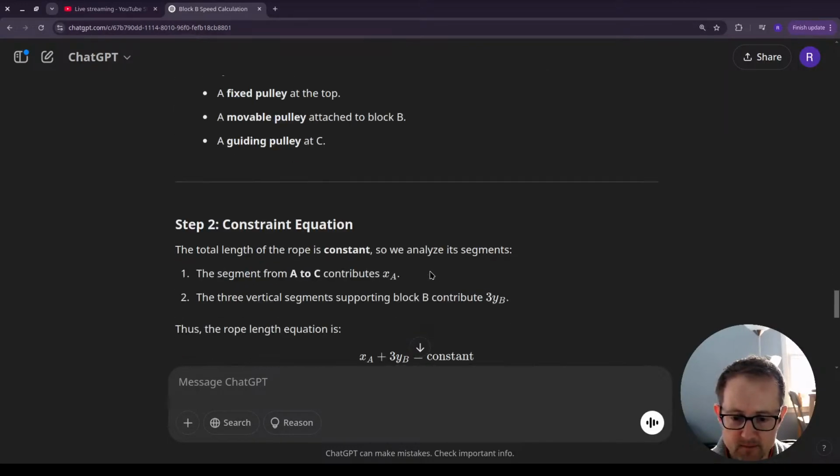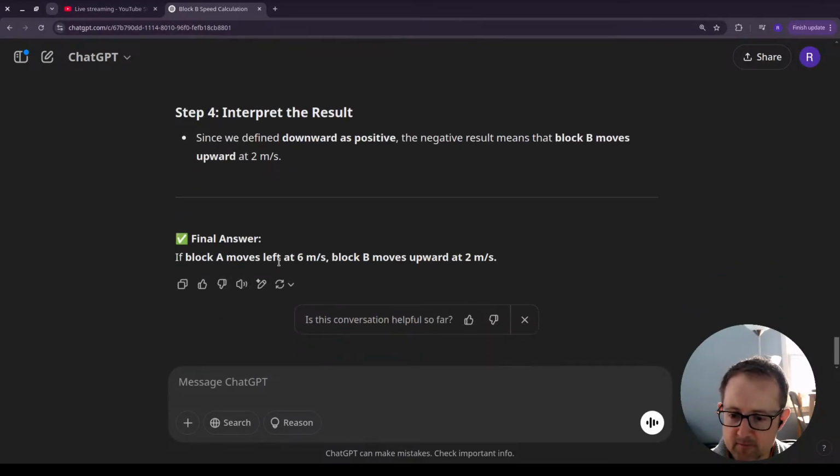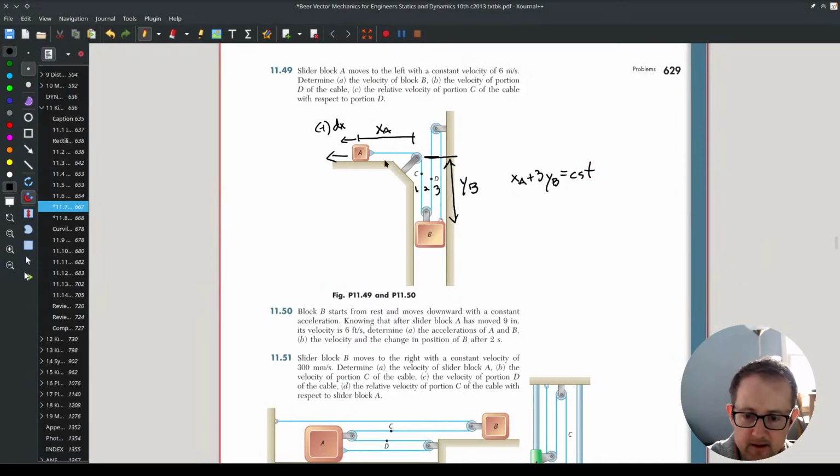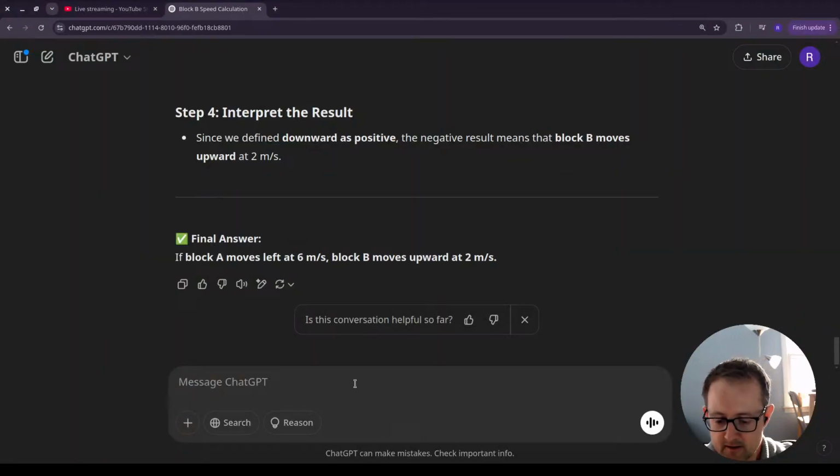So where do we end up with now? Block A moves left, block B moves up at 2 meters per second, which is exactly what we thought it would be. Now let's throw it for a loop and see, can it give us the speed of point C? It should be the same value as XA, because if this chord is moving to the left, this thing's got to be moving up at the same speed as XA. So let's try it out.